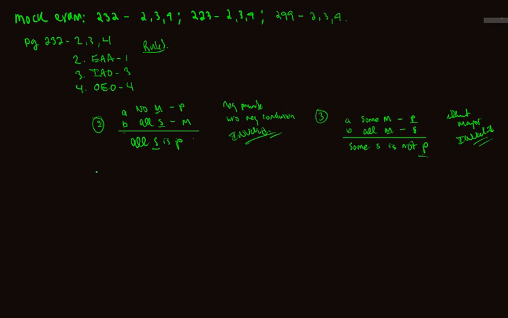Okay, so let's move on to number 4 quickly. Okay, so number 4. I'm just going to label my premises here, A, B. So the conclusion is some S is not P, and that means that this is a figure 4, so I know one M will be over here. So some P is not M.